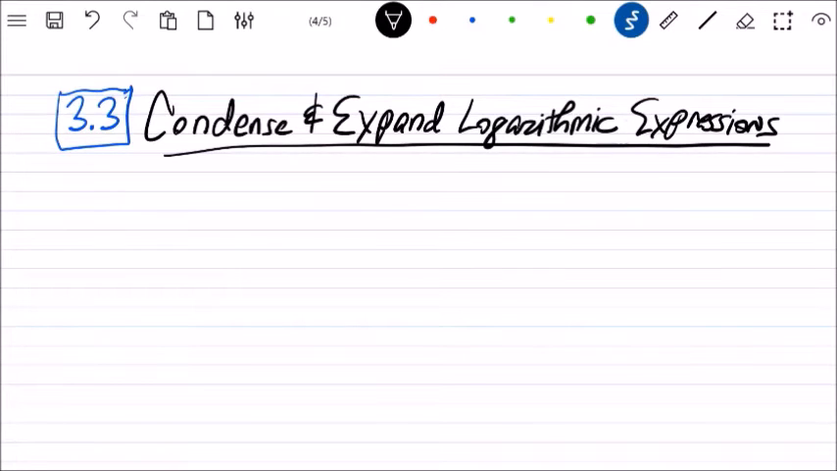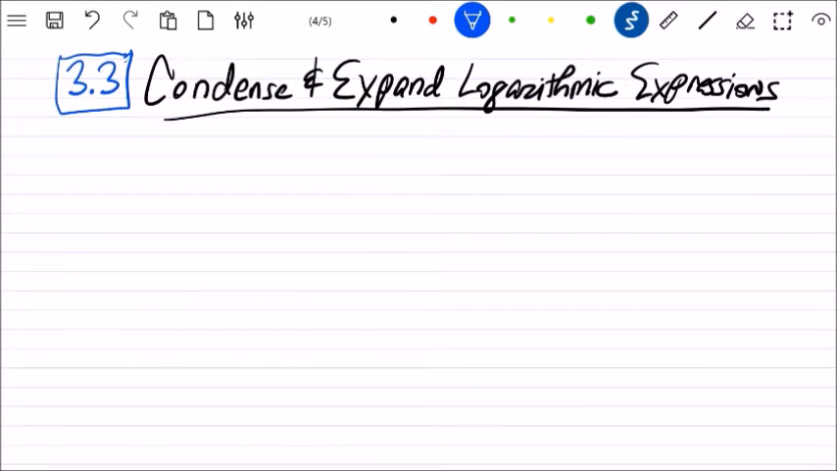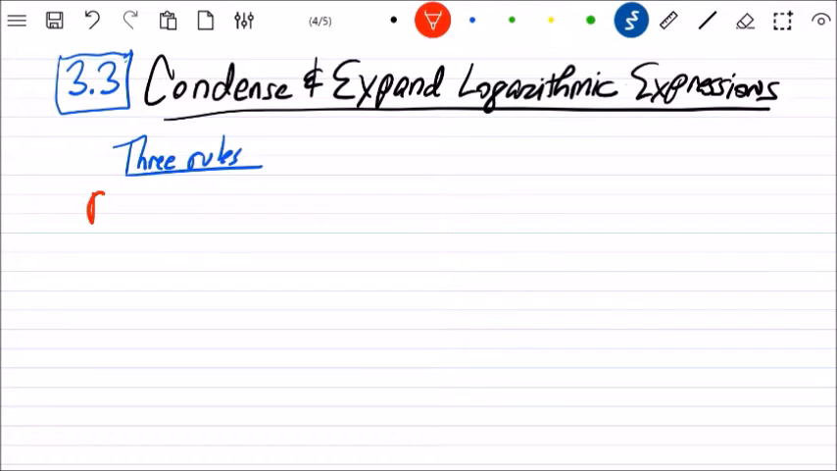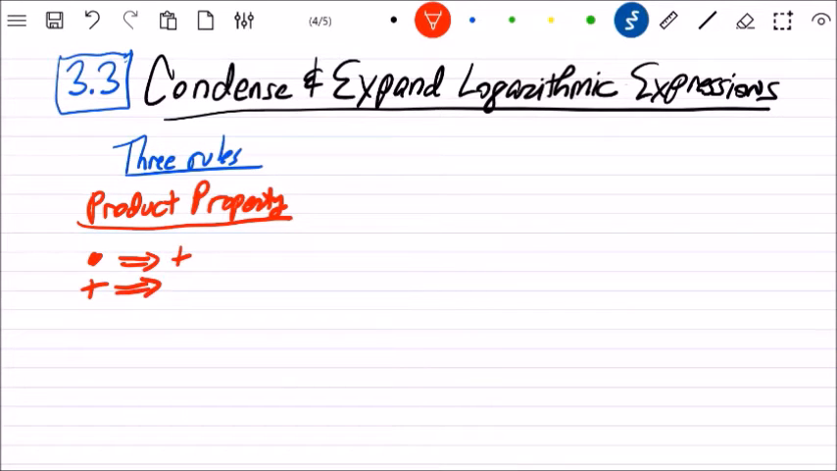We're going to look at logarithmic expressions and how we can condense them or expand them. So first, there are three rules to know. The first one is called the product property. The product property is basically the idea that multiplication leads to adding, or that adding leads to multiplication. And I'll show you how that works.